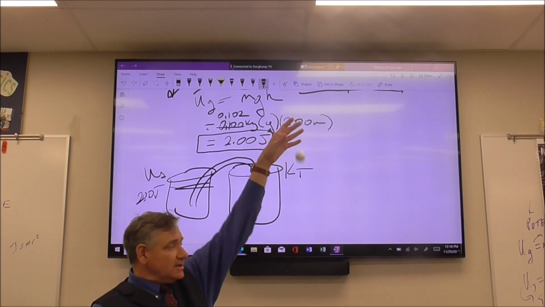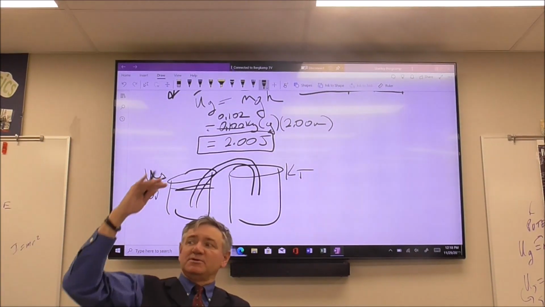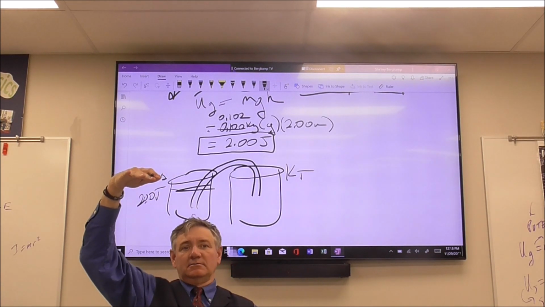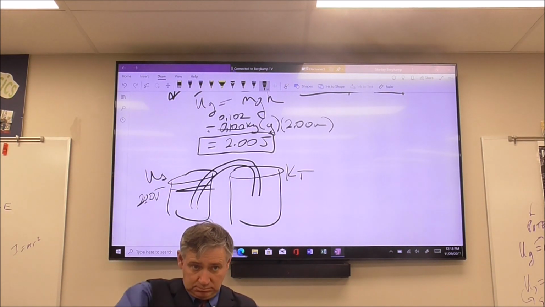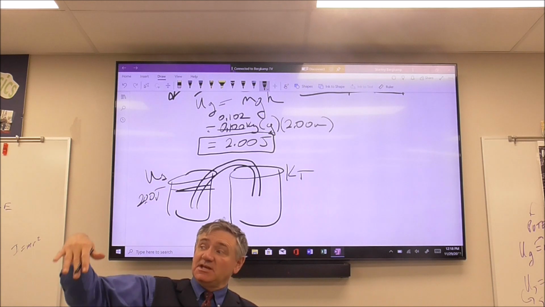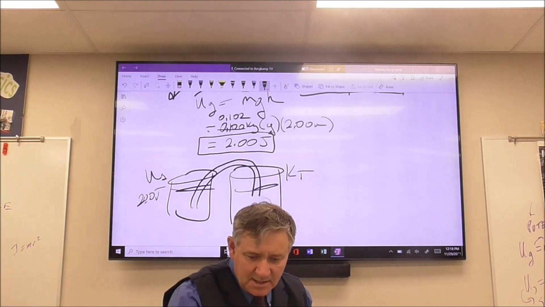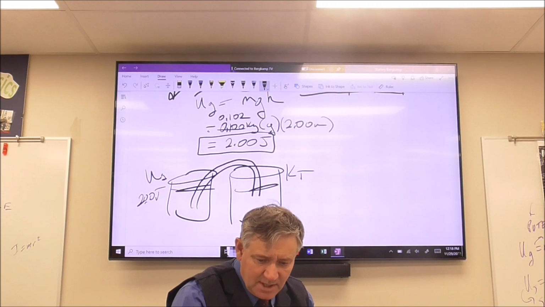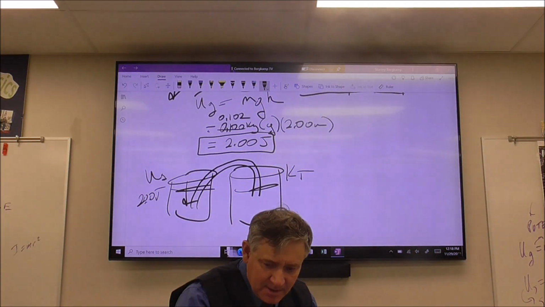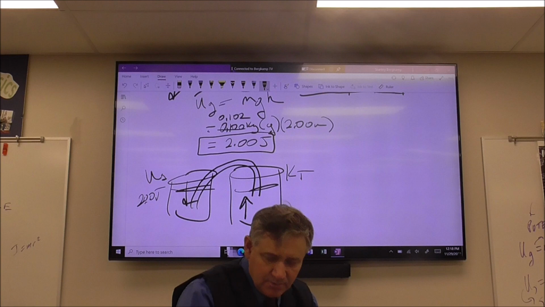So as soon as I let go of it, what's going to happen to the level in my UGG container? It's going to go down, but my kinetic energy container is going to go up. Okay? So my kinetic energy is going to get filled up. That level is going to drop. This level is going to go up.